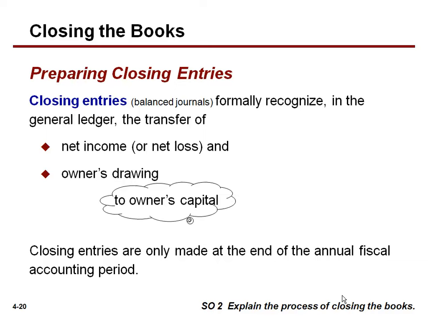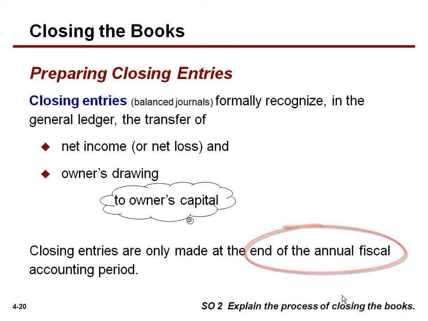Now, in preparing closing entries, these are balanced formal journal entries. Debits equal credits. It's a formal recognition of the transfer of any net income or net loss and any owner's drawing activity, the owner's divestment, into the owner's capital account. So net income or net loss and owner's drawing activity gets closed out into the owner's capital account, which is a permanent account. Again, as noted, these closing entries are only made at the end of an annual fiscal accounting period.